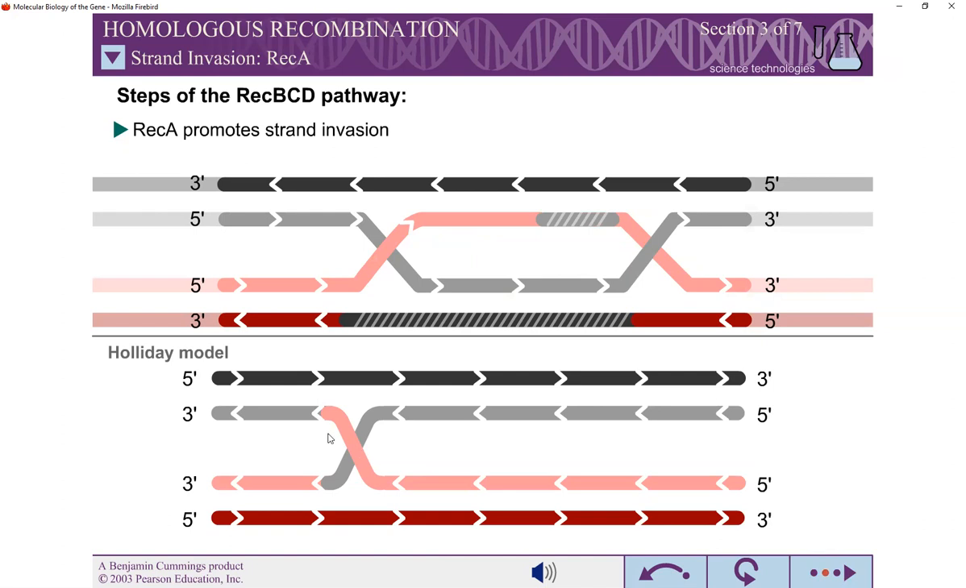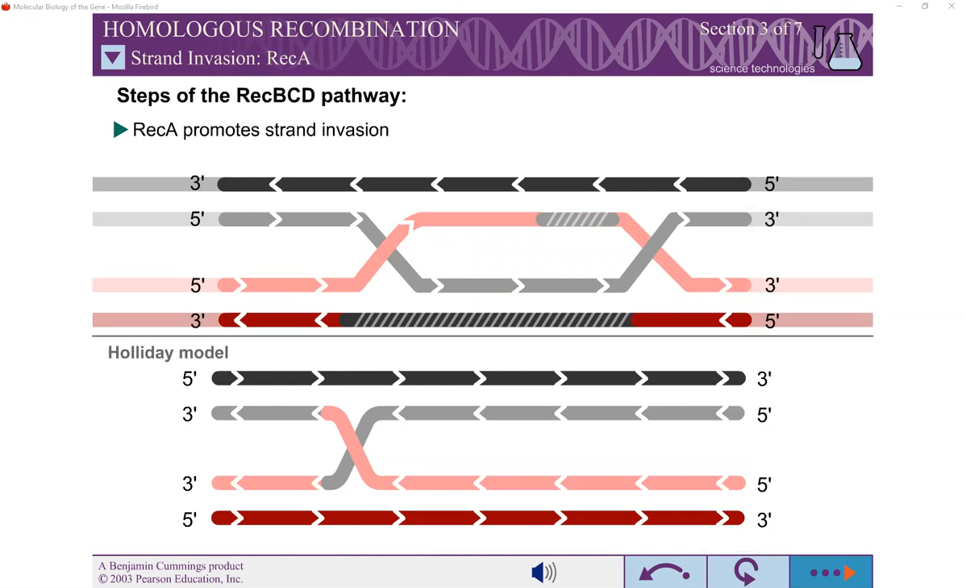Only one branch migration was taking place in the Holliday model. Here, two different branch migrations can occur, in two different directions. One in this direction and another one in this direction. So these are the two different branch migrations that could take place.